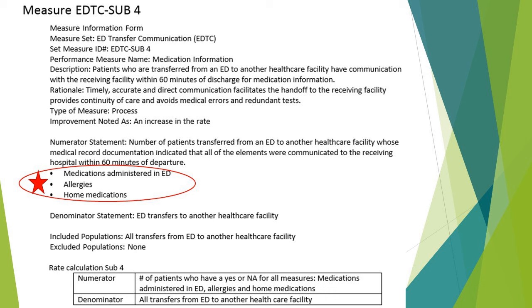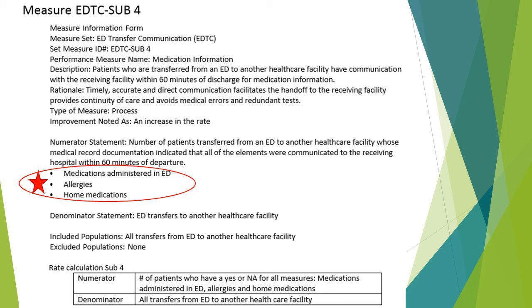You'll see right here on the screen, this is the main information that comes out of the specification manual for the ED transfer project itself. This is all on ED Measure-4. You can see right here where I have highlighted, those are the 3 components or data elements that are looked at. Like I mentioned earlier, it's an all or nothing. And if you miss one, you miss it all, you miss the entire measure. You've got to get all 3 of them in order to pass this measure.